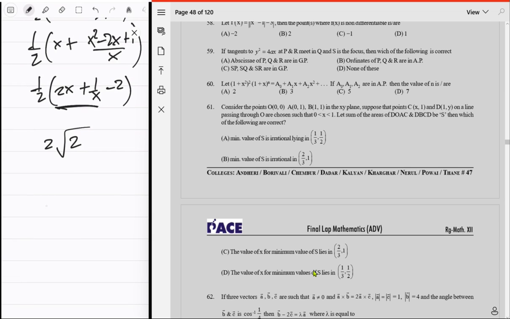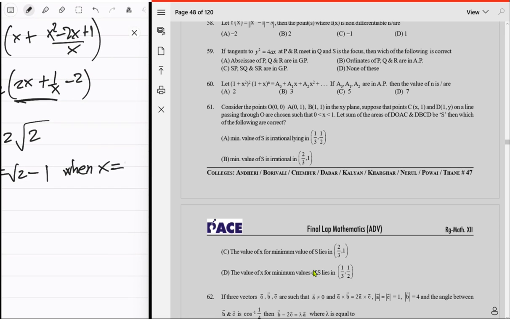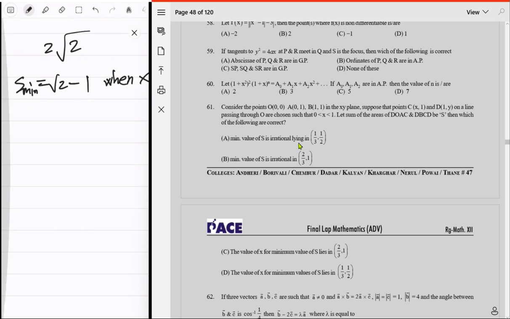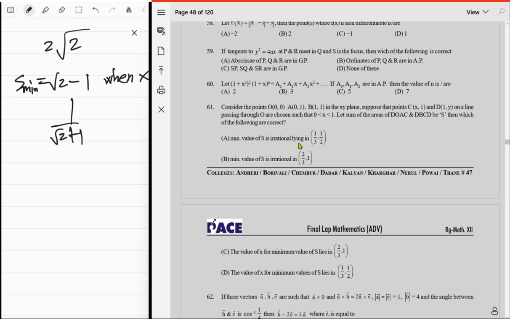It's just half of 2 square root 2 minus 2, which is half of the square root of 2 minus 1. So S minimum is this when x is equal to 1 upon square root of 2. Awesome. The minimum value of S is irrational, lying in 1 upon 3 to 1 upon 2. This is like 1 upon square root 2 plus 1. So square root 2 plus 1 is in fact between 2 and 3, right? Well, yeah. So yes, A is correct, and the minimum value of S is irrational in this range.